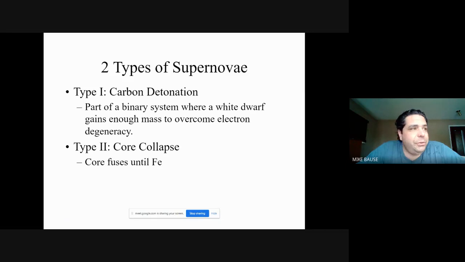So let me show you a couple things about the Type 2, the core collapse supernovas, and then I want to go back to Type 1. Because believe it or not, Type 1 supernova are actually the more important types of supernova. They're the ones that actually give us a lot of helpful information. Type 2 are cool. Type 1 are super important for astronomers.